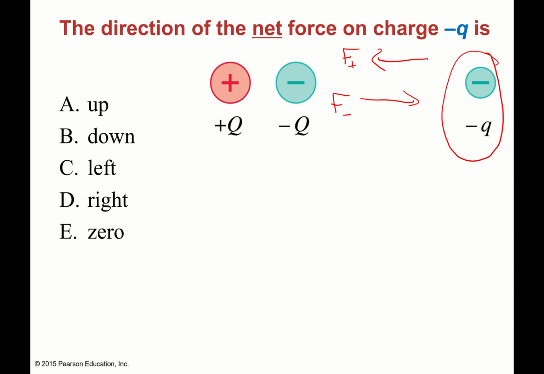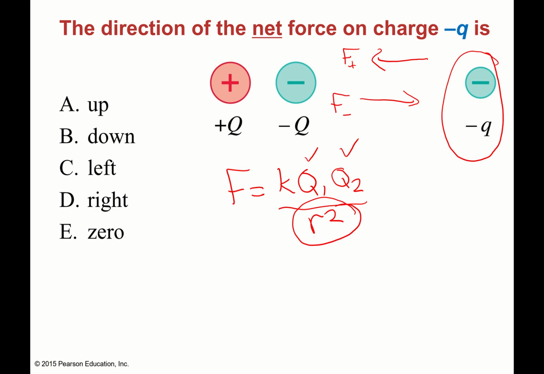And remember, the force is KQ1 Q2 over r squared. So the Q's are the same, but the r's are different. The negative charge is closer to the charge on the right side than the positive charges, so the negative charge is going to have a bigger force. So the negative charge is going to have a larger force, so I can draw that as a larger arrow. And so there's going to be a net repulsive force. So the net force on that little charge is going to be over towards the right.